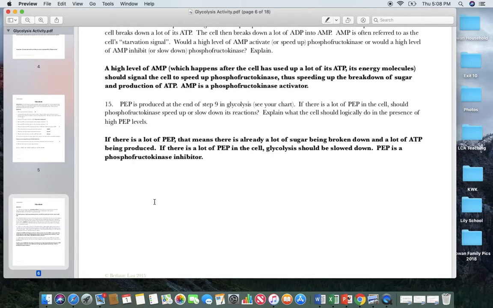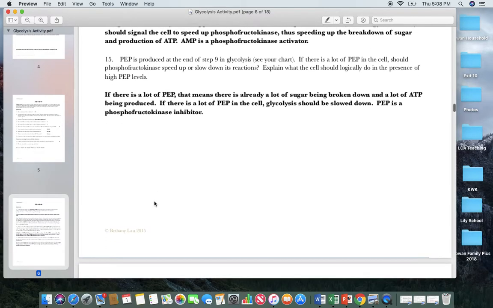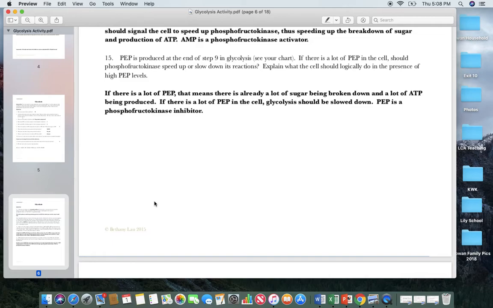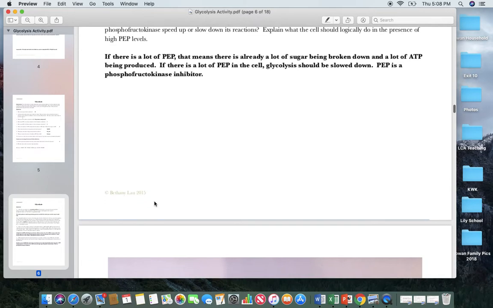All right, PEP is produced at the end of step 9 in glycolysis. Explain what the cell should logically do in the presence of high PEP levels. So if there's a lot of PEP, that means there's already a lot of sugar being broken down and a lot of ATP being produced. If there's a lot of PEP in the cell, glycolysis should be slowed down. PEP is a phosphofructokinase inhibitor. That's a mouthful. Maybe it should be PFK inhibitor.